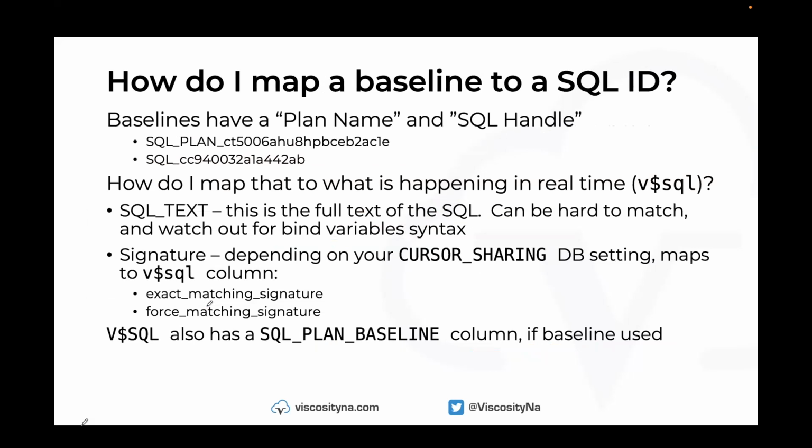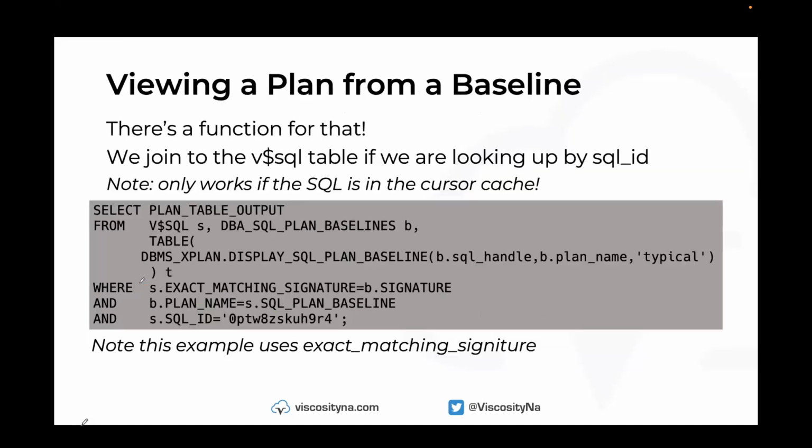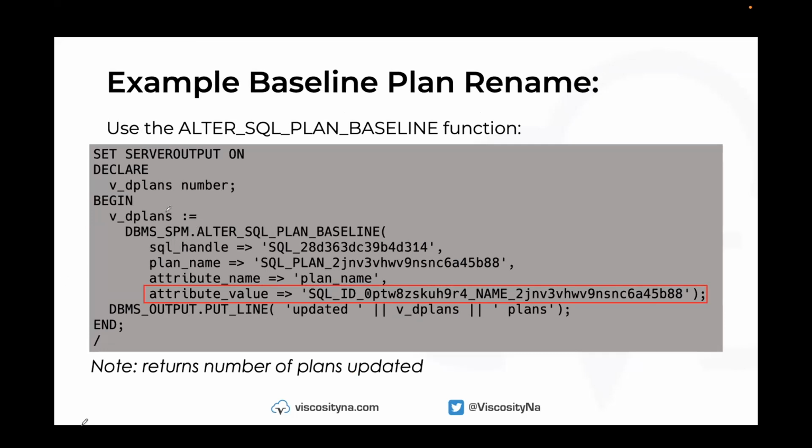So since it's mapped on signature, how do I map a baseline to a SQL ID? They have this plan name and then a SQL handle. You can either map based on the text of the SQL, and the text is in that baseline's view, or you can map on the signature. Again, that exact or force matching. And as I just mentioned, the $SQL has that SQL Plan Baseline if it's used, but if you're looking for why it is not getting used, you might have to match on the signature to see if you have a baseline that exists for a particular SQL ID.